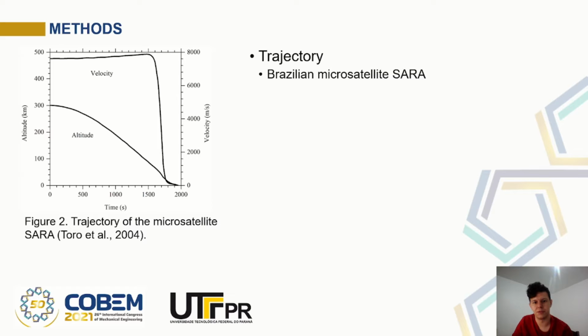The first step in this numerical analysis that was created in Fortran is to input the trajectory of the space vehicle. In this work was considered the trajectory of the Brazilian microsatellite Sarah, as shown here in Figure 2. As we can see, Sarah starts its entrance at about 300 kilometers of altitude with a velocity close to 8,000 meters per second, and it reaches the maximum velocity at an altitude of 92 kilometers.